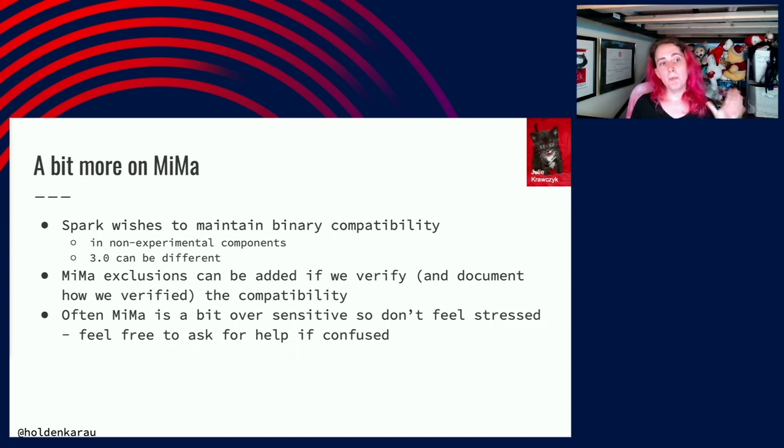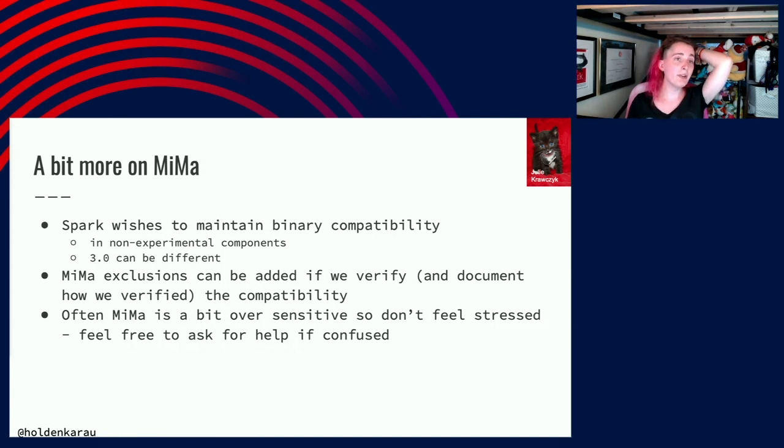So MIMA is how Spark attempts to maintain binary API compatibility. We wish to do this in all of our non-experimental components, and this doesn't mean that if MIMA gives us an error, we can't make our change. MIMA is often a little bit too sensitive, and it doesn't know which components are experimental or not. So if you get a MIMA error, don't get too worried.